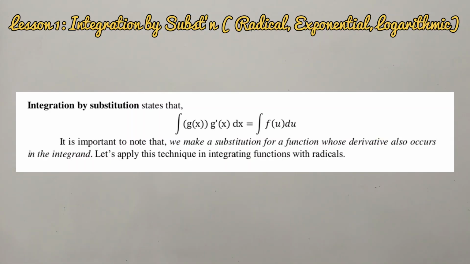Observe now this equation stating the integration by substitution. On the left-hand side, we have function g of x, and the derivative of such function, denoted by g prime of x, is also present on that same side. Take note that we make a substitution for a function whose derivative also occurs in the integrand. We will apply this technique in integrating functions with radicals.